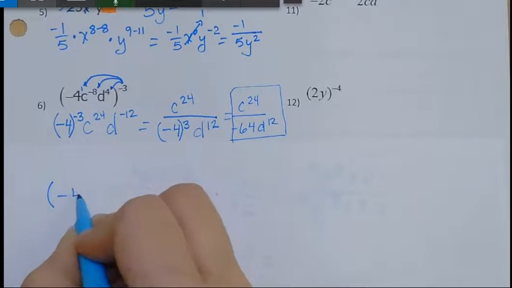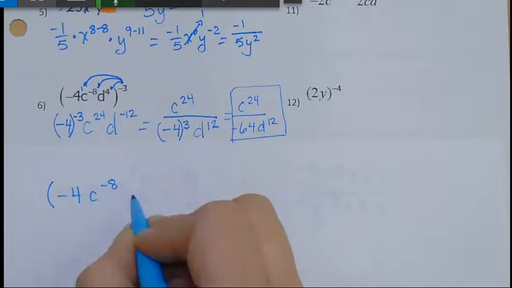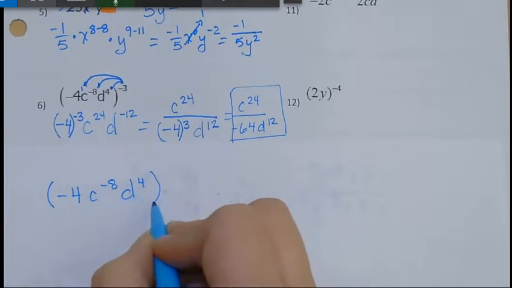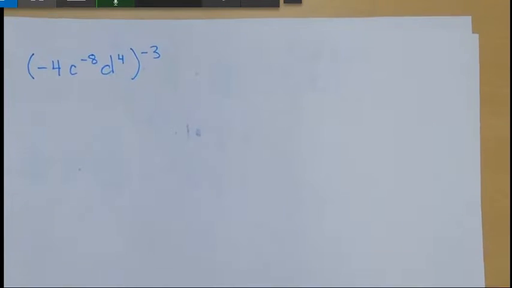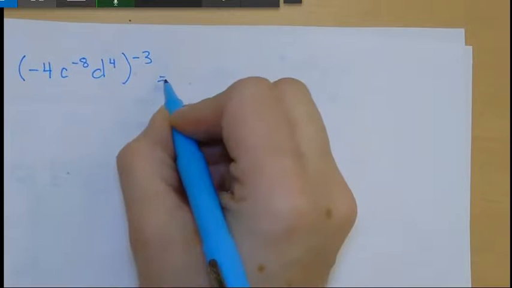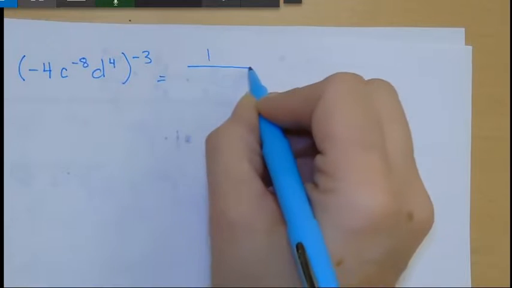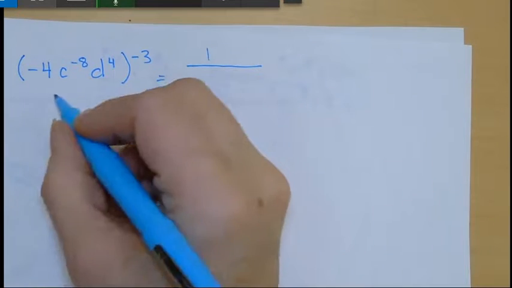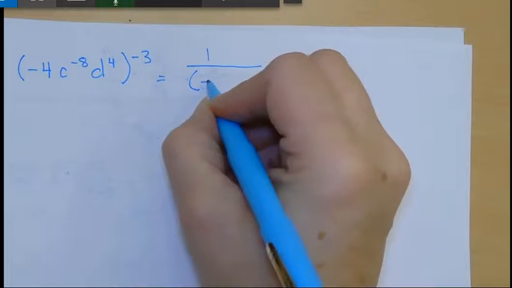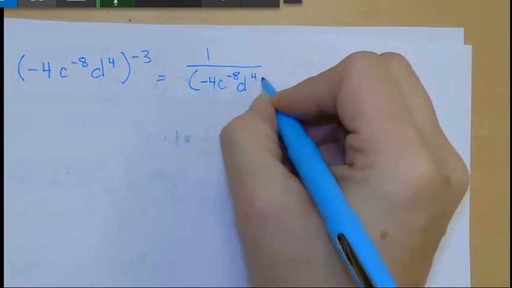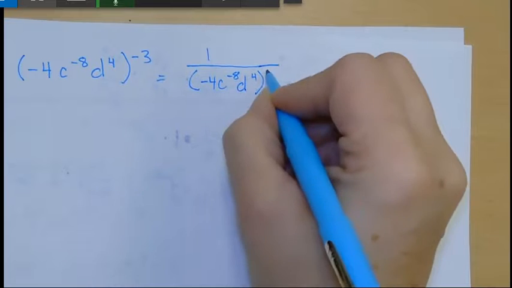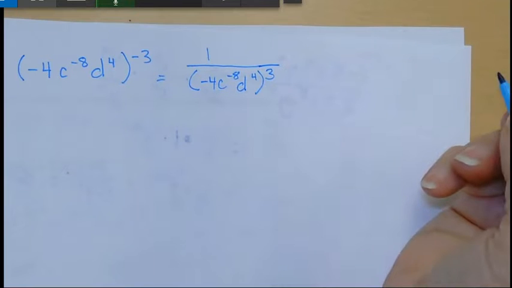If I think about expanding this original problem, this was our original problem, all to the negative 3 power. This is a second way that we can solve this problem, and I'm going to cover up my other notes so that you're only looking at one thing. Okay, we know that we can rewrite this as a fraction so that we move the whole quantity down to the denominator. We have negative 4, c to the negative 8, d to the 4, and all of this, because I just moved it to the denominator, has a positive 3 exponent.